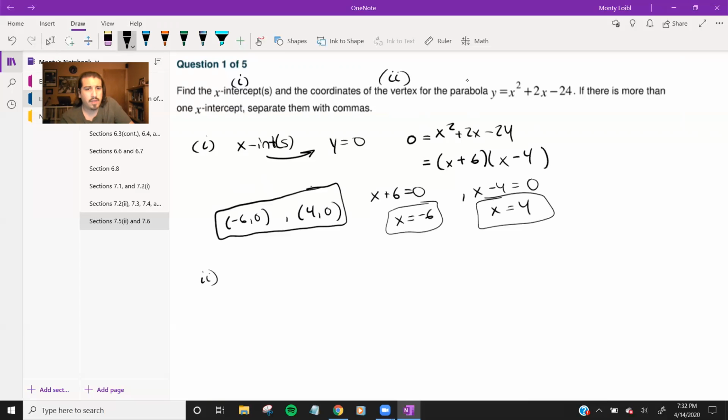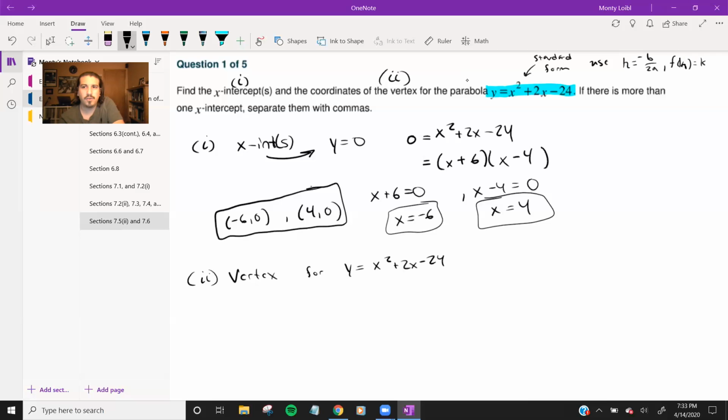Okay, the second one is finding the vertex. And then you'll find the vertex here. Again, it's for y equals x squared plus 2x minus 24. Notice this is in standard form, right? This is a standard form of a quadratic. So if it's in standard form, we're going to use h equals negative b over 2a, and then f of h equals k. Again, we're not in function notation, but remember, if we just find h, we plug it back in and automatically get k. So that is what we're going to do here, right? We're looking for these special points h and k.